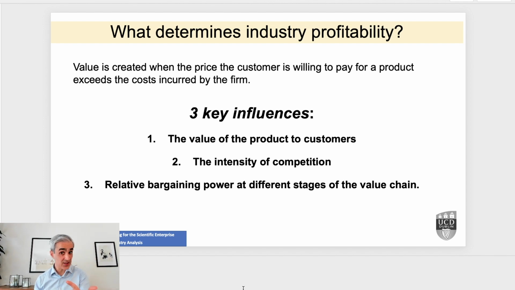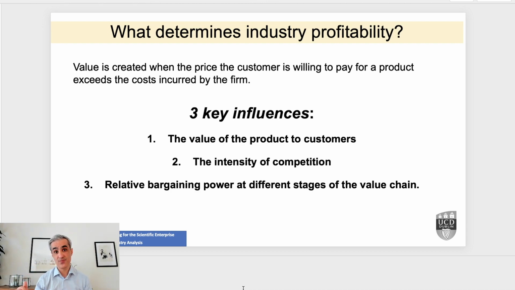But then there is a second factor. It's not only the value of the product, but it's also how many other competitors are selling the same product as you. So in the case of airlines and petrol, how many other companies are actually selling the same product? Why? Because if you're not the only one selling the product, then the one who's buying from you might be able to tell you, listen, your price is too high, I'm going to go to your competitor. So again, the more competitors you have, the more intense the competition, the less value you are going to get out of your product.